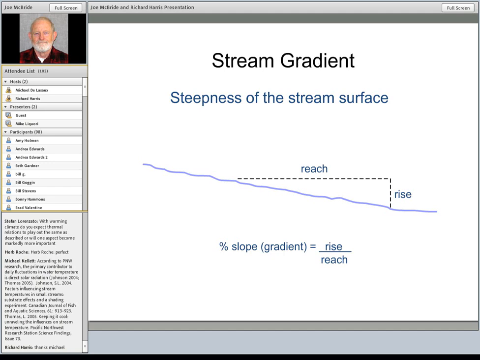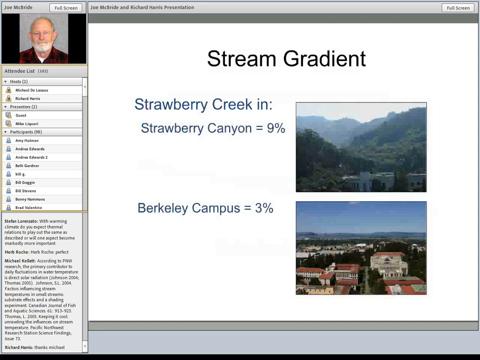The stream gradient refers to the steepness of the surface of the stream, and this is generally measured over a distance of 100 feet or 100 meters, which is referred to as the reach, and then the rise or the drop is the change in elevation. This would be the way we would measure slope in a topographic situation. If we had a reach of 100 feet and a drop or rise of 5 feet, that would be a 5% gradient for a particular stream.